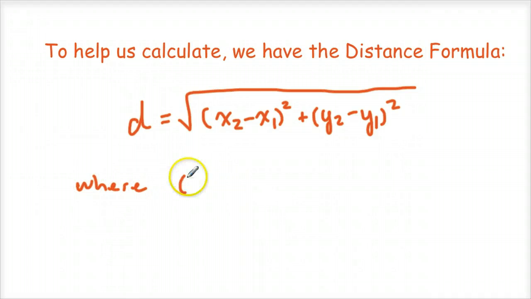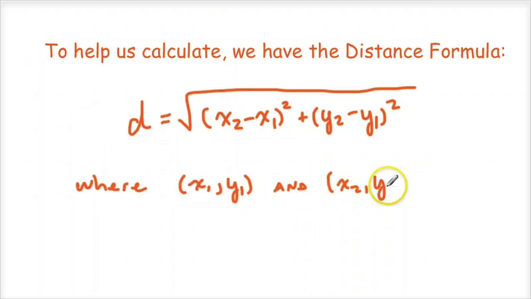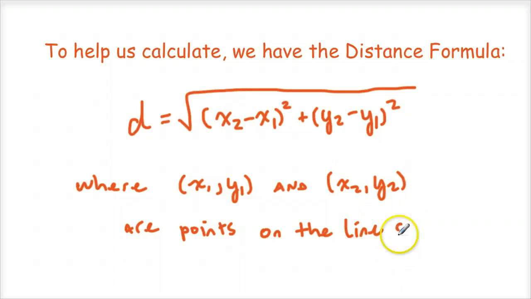Those are the coordinates of points on the coordinate plane. So x1 comma y1 are the coordinates of a point, and x2 comma y2 are the coordinates of a point. So where x1, y1 and x2, y2 are points on the line, or the line segment, that we want the distance for.